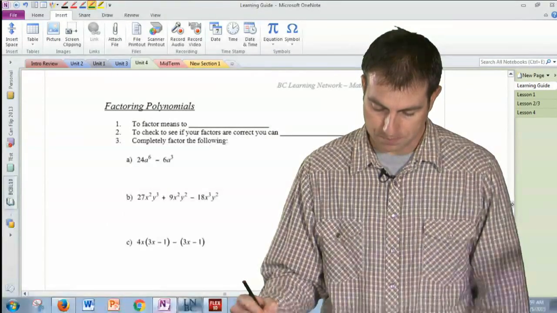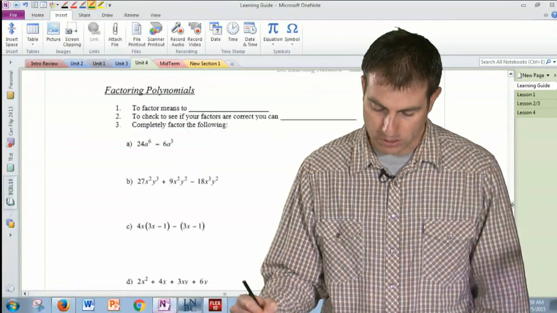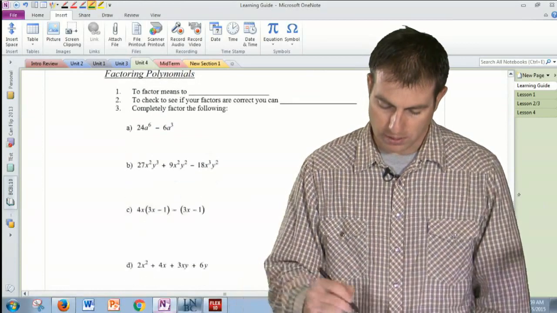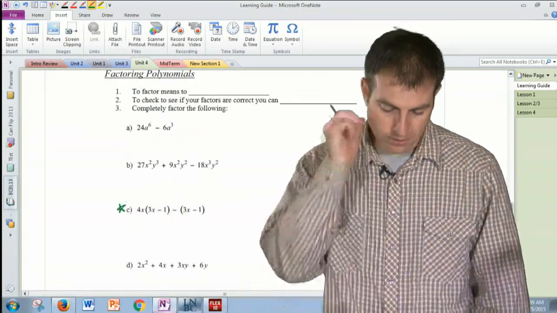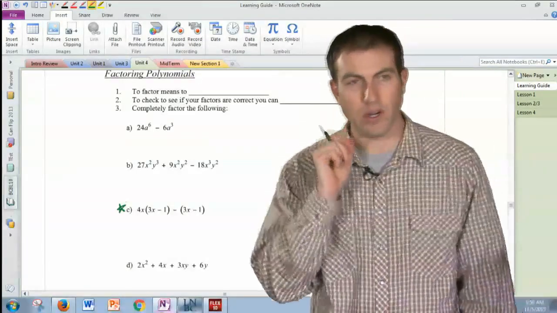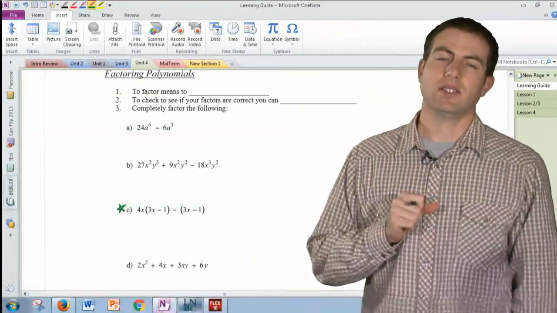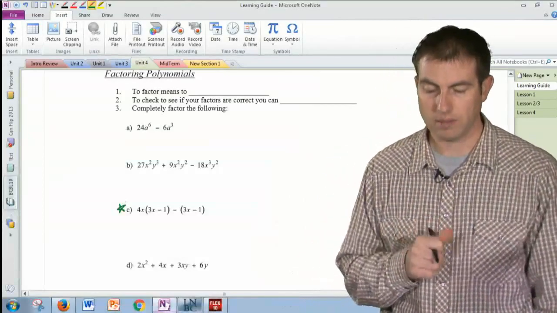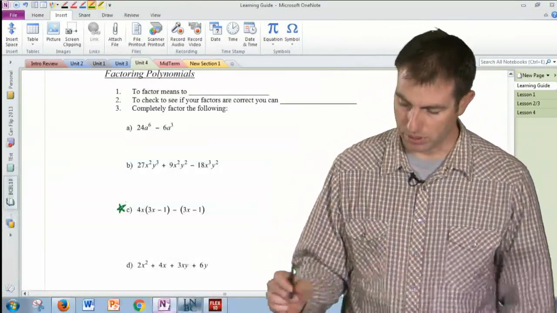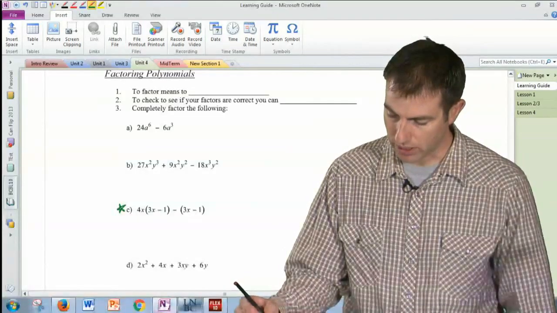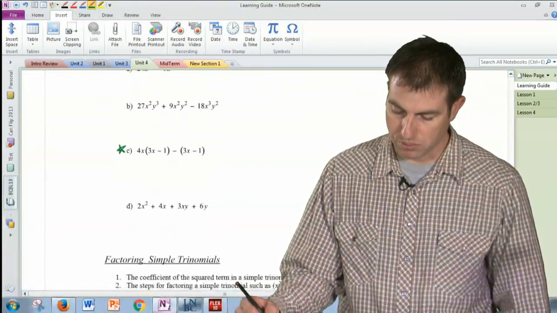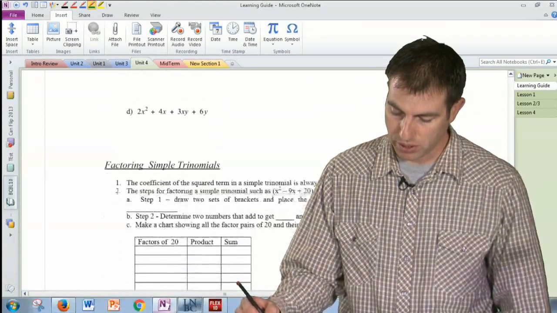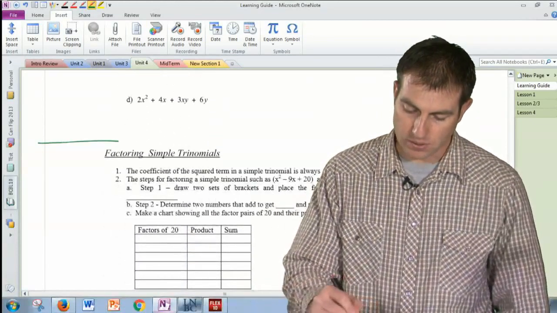Factoring polynomials. You should be, I'm going to leave C, well, I'll write a little star beside C. This is kind of a bit of a tricky one. If you can get it, awesome. If you can't, I'll explain it a little bit once we get some more time here moving forward. So you should be able to do A, B, and D there. Factoring simple trinomials. This is where we're up to.